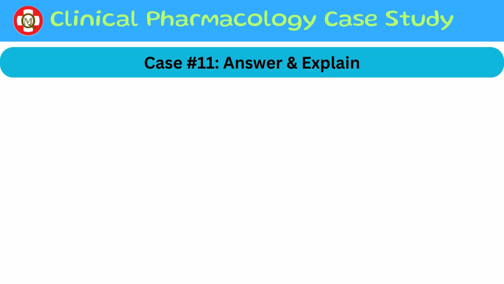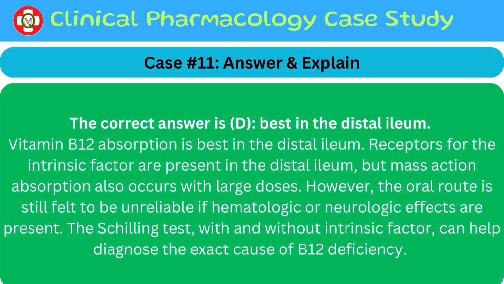The correct answer is D. Best in the distal ileum. Vitamin B12 absorption is best in the distal ileum. Receptors for the intrinsic factor are present in the distal ileum, but mass action absorption also occurs with large doses. However, the oral route is still felt to be unreliable if hematologic or neurologic effects are present. The Schilling test, with and without intrinsic factor, can help diagnose the exact cause of B12 deficiency.